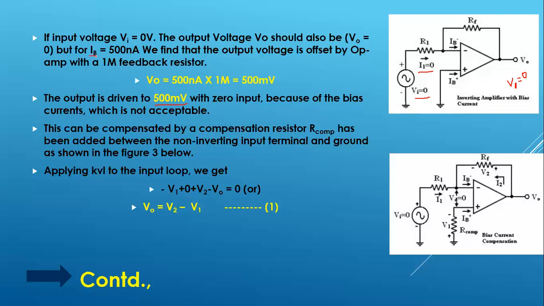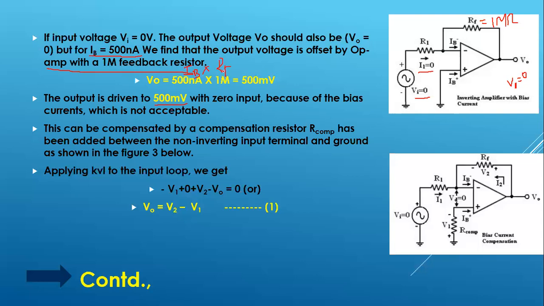We know that the typical value for input bias current is 500 nanoamps, and this output voltage is the offset of the op-amp with a 1 mega ohm feedback resistor. So the feedback resistor value RF is taken as 1 mega ohm, and the typical input bias current is 500 nanoamps. If you calculate the output from this circuit, you will have V0 equal to IB into RF.